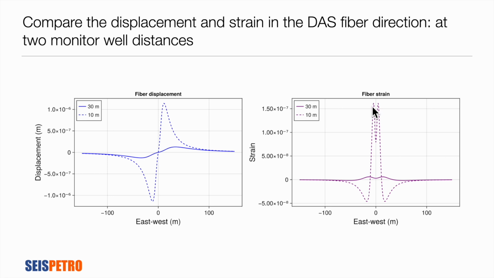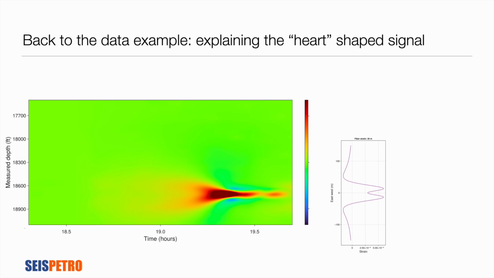But because the fracture is now closer to the fiber optic cable, the distance separating these two peaks is decreasing compared to the earlier case. So if we make the fracture draw closer and closer to the fiber optic cable, those two peaks will gradually combine or coalesce, exactly as we saw in the data.